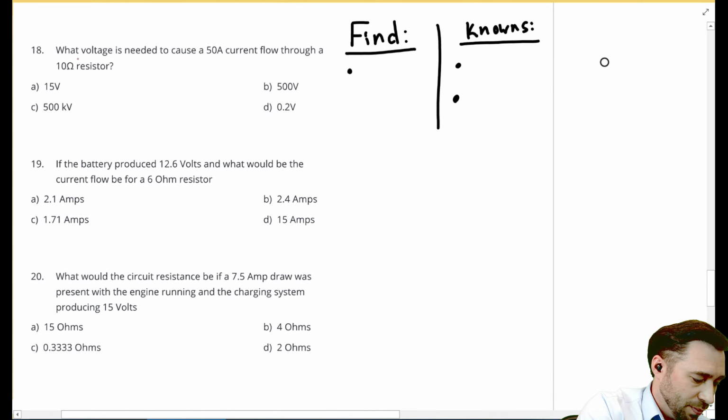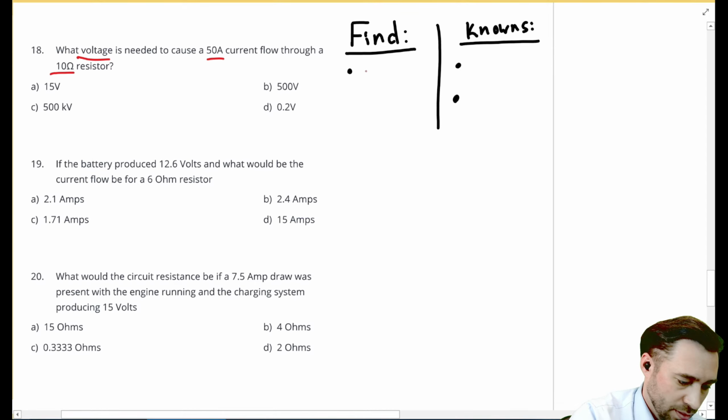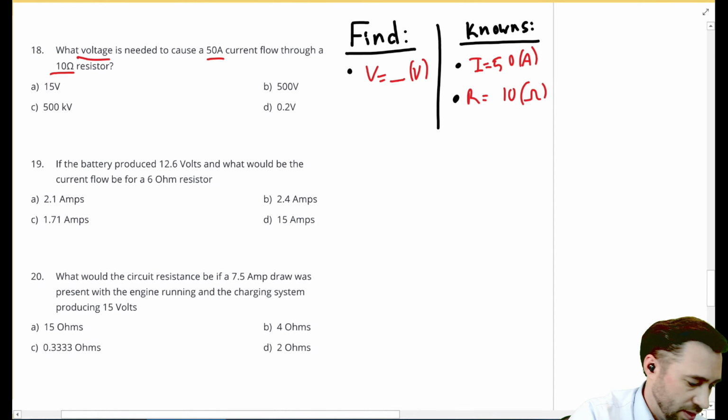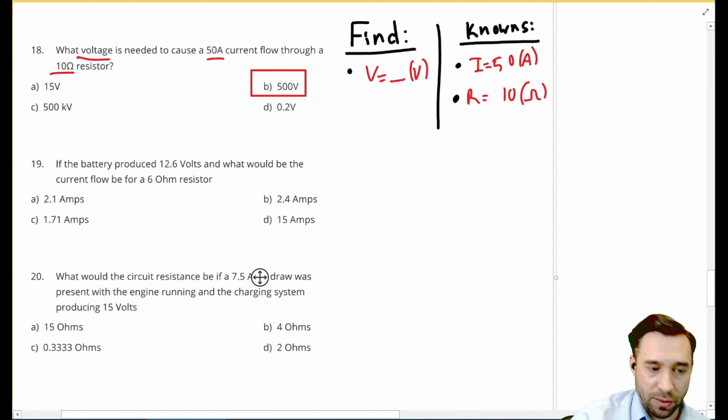I'm tired. So what is the voltage needed to cause 50 amps through a 10 ohm resistor? So voltage, current is 50 amps, and resistance is 10 ohms. So this is V equals IR. So it's just going to be 50 times 10, which is 500. So 500 volts. That one's pretty easy.